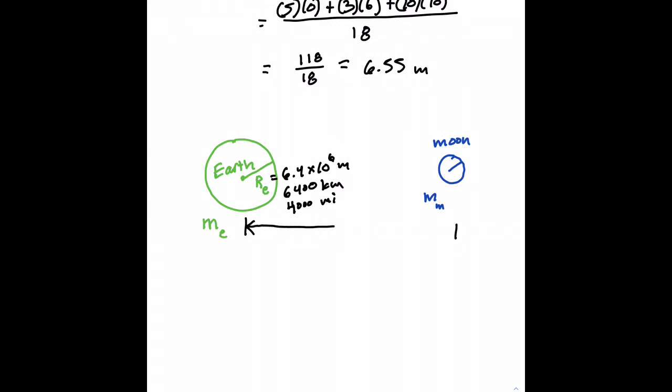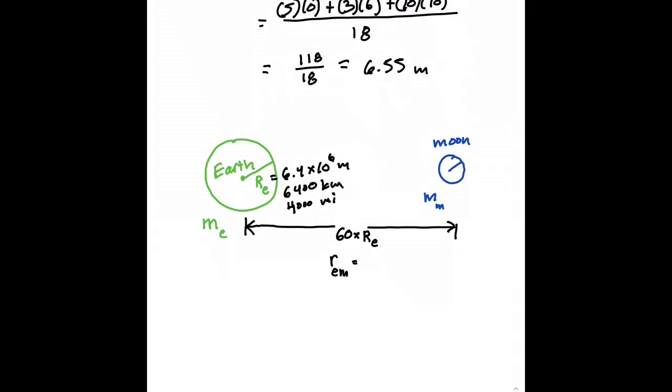The distance between the Earth and the Moon is 60 times that value. So if we take the radius of the Earth and multiply it by 60, that's the distance from the Earth to the Moon, and clearly I have not drawn it to that scale. So the distance between the Earth and Moon, we can call that R subscript EM.